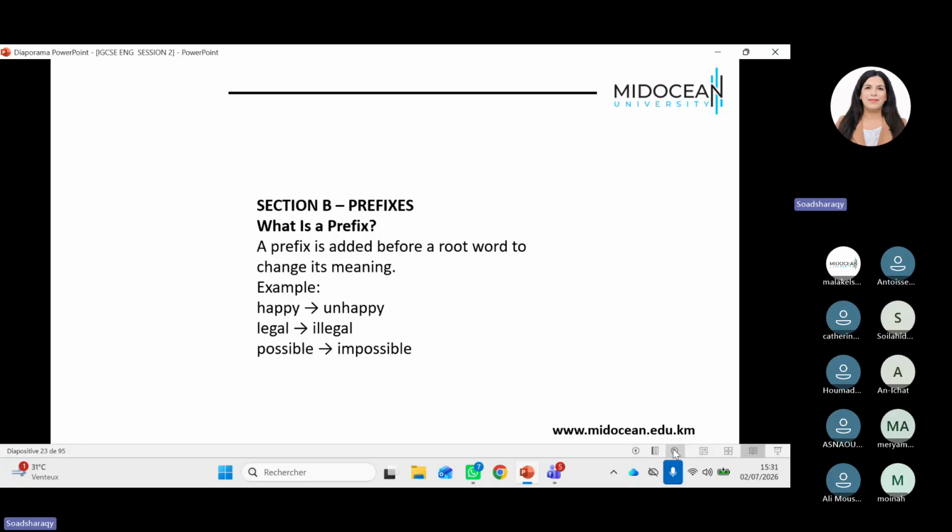Okay, let's talk about prefixes. So what is a prefix? Okay, as you know, a prefix is added before a root word to change its meaning. Example, happy, unhappy. Okay, legal, illegal, possible, impossible. So we added before the root word, of course, to change the meaning. When we say happy, the opposite here, unhappy. Okay.